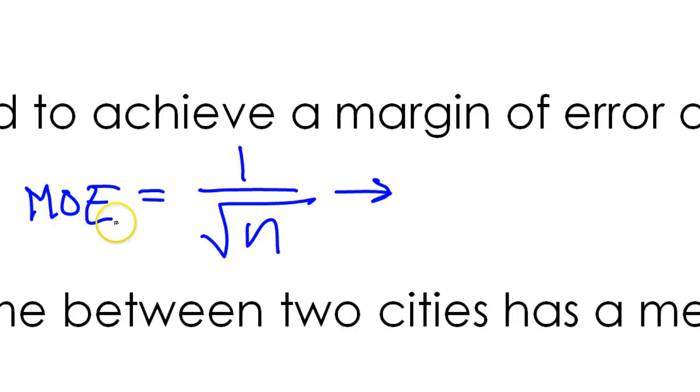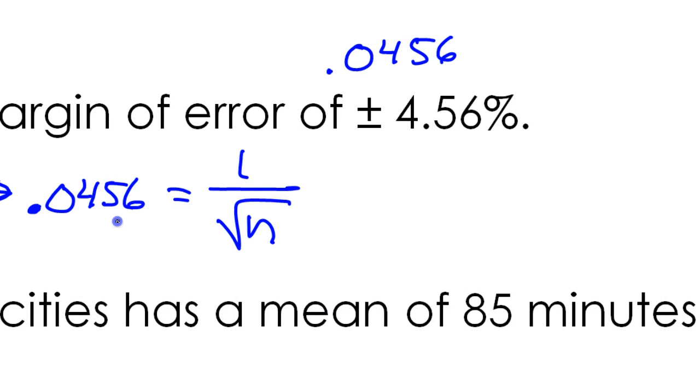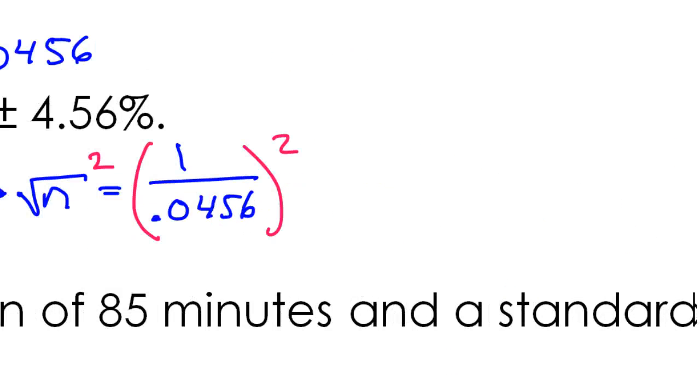So I'm going to put that right here. So I've got 0.0456 equals 1 over the square root of the sample size. Alright, now we've learned that we can always swap these two things. So that's going to give us the square root of n is equal to 1 over 0.0456. Now to unsquare this thing, we need to square both sides of this equation.